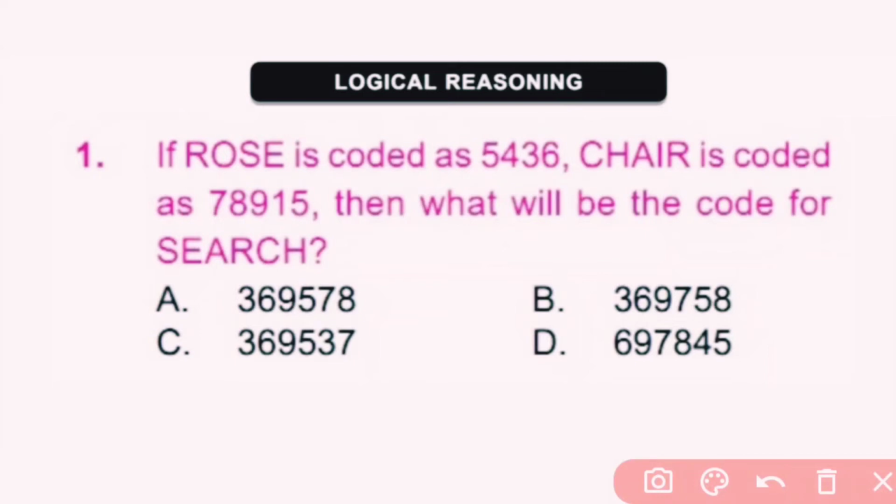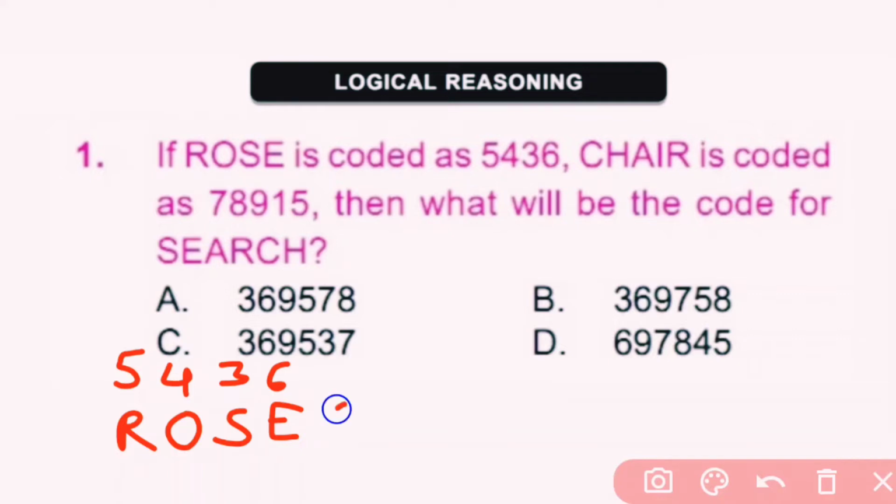Let's start with question number 1. If Rose is coded as 5436, chair is coded as 78915, then what will be the code for search? So here Rose is coded as 5436 and chair is coded as 78915.